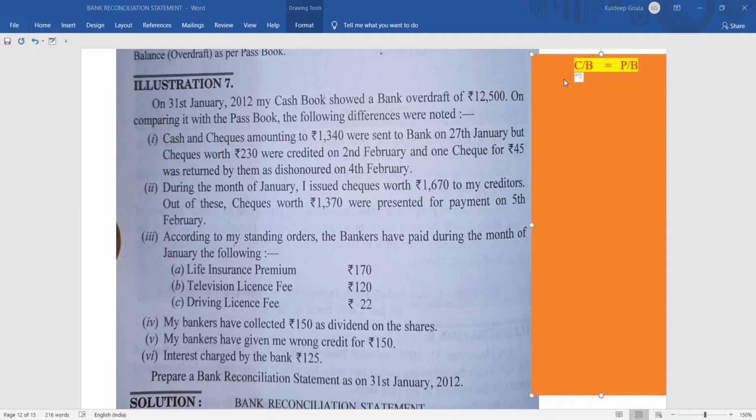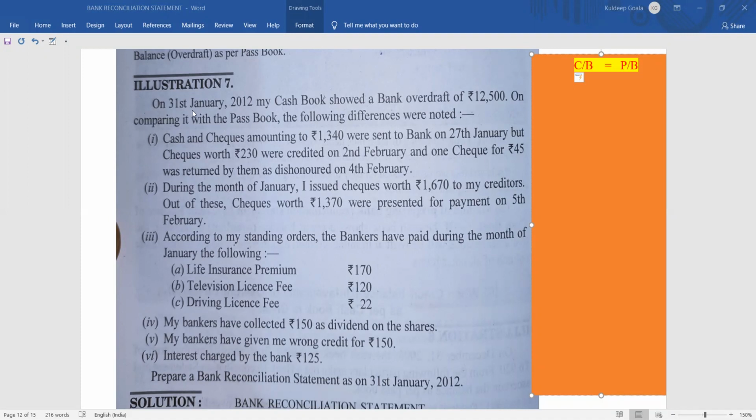And today we are going to continue with bank reconciliation statement. Today we are going to take up a new sum in bank reconciliation statement. This is a question. In the previous video also I told that today we'll be taking this sum. Why? Because there are many interesting things in this question which we are going to learn. So what is given here?